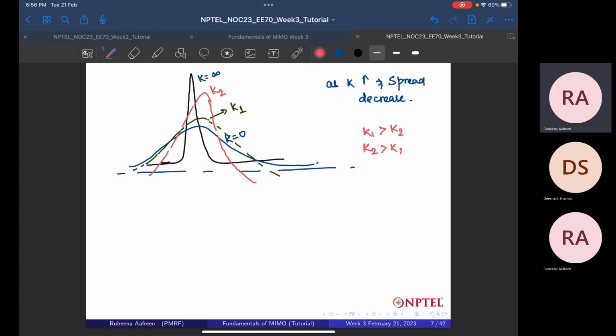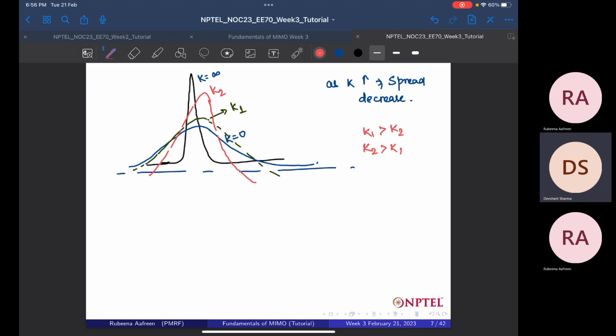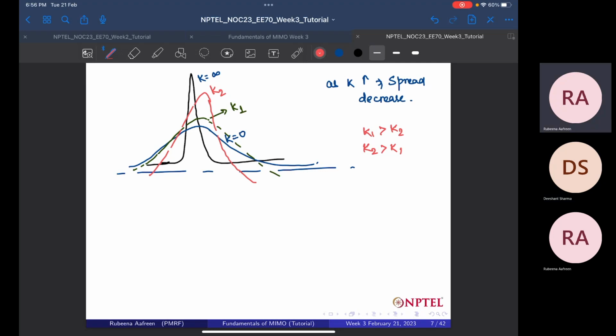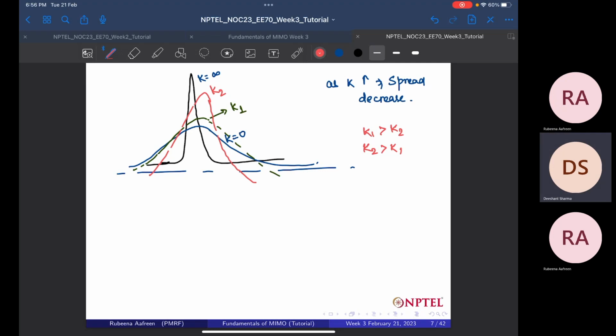Are you there, Dishan? Yes, ma'am. Are you understanding? In what sense, ma'am? K1 is greater than... I'm not sure. Sorry. Like, what are you asking? Like, K1 is greater than K2 means?